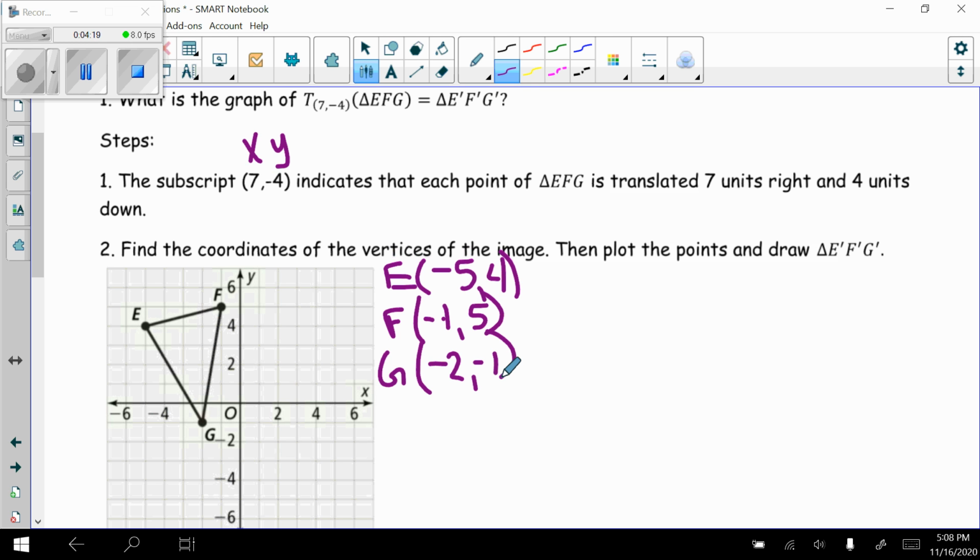Okay? So now, in order to find E prime, F prime, G prime, we just have to do this 7, negative 4. So we want to take each X and go to the right 7. It's a positive 7, so I'm going to take my E, I'm going to take the X value, negative 5, and I'm going to add 7 to it. When I do that, negative 5 plus 7 gets me 2. I'm going to do that with all of the X values. So F, I'm going to take negative 1, I'm going to add 7 to it. That gives me 6.